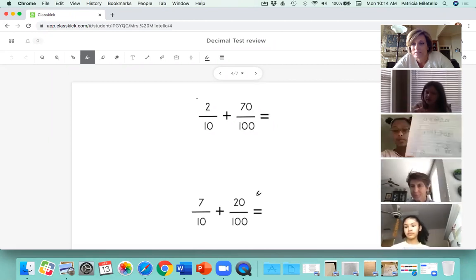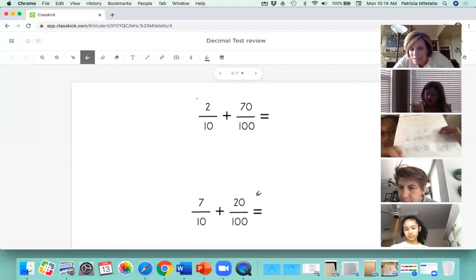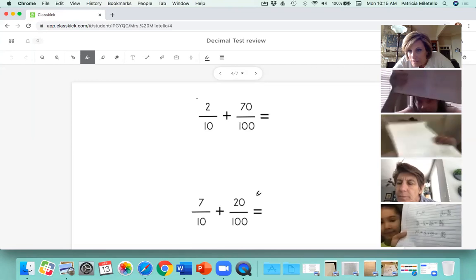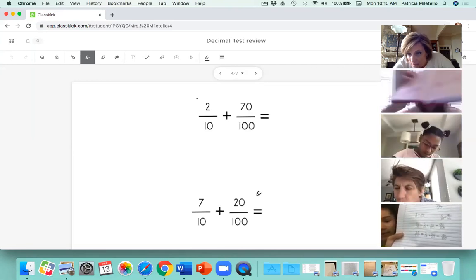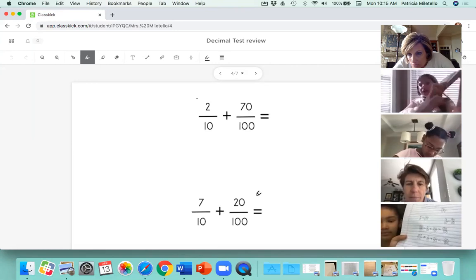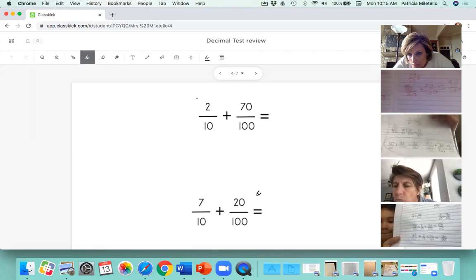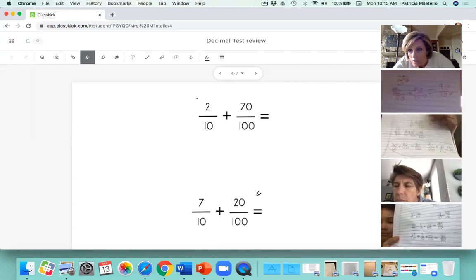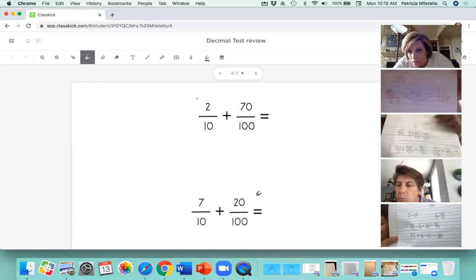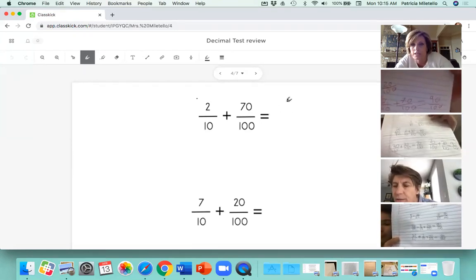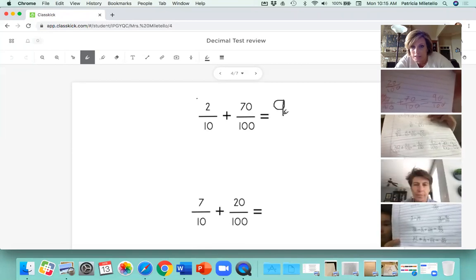It's just the same problem for both of them. Oh wait, I couldn't see it, Adeline. Hold on. It's the circled numbers. 30 100ths plus 70 100ths. No, 20 100ths. Sorry, I couldn't read that. 20 100ths plus 70 100ths equals 90 100ths.